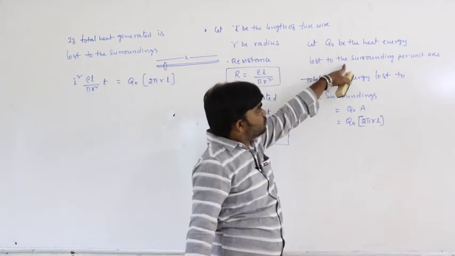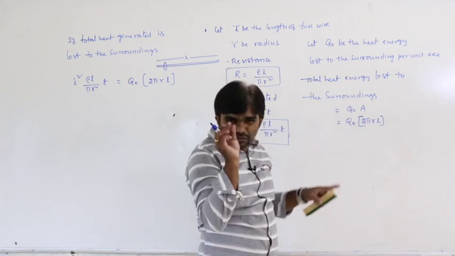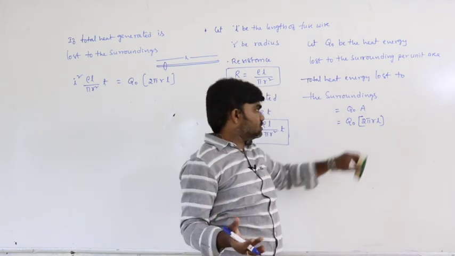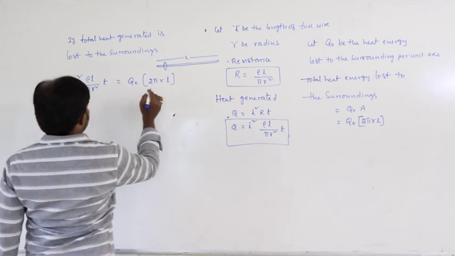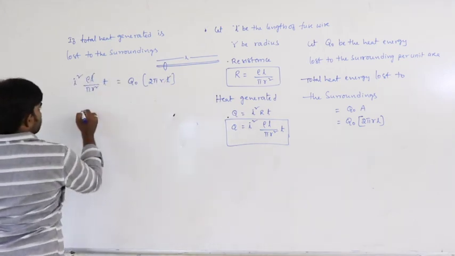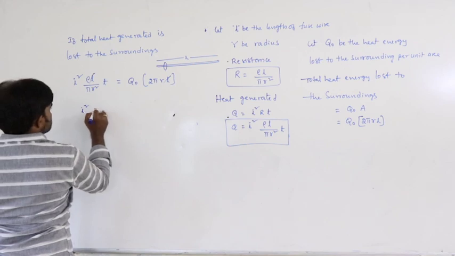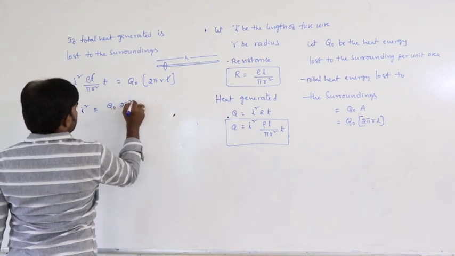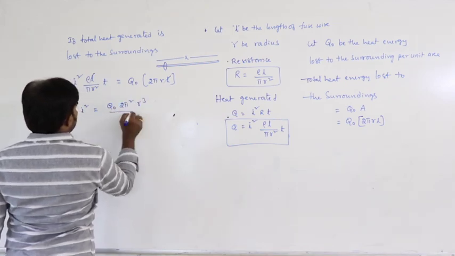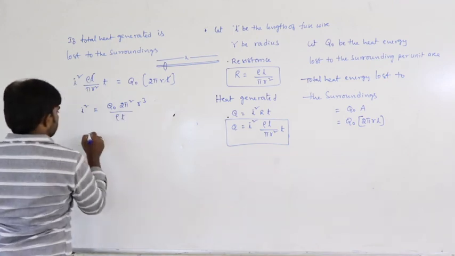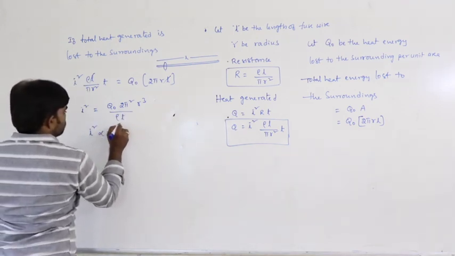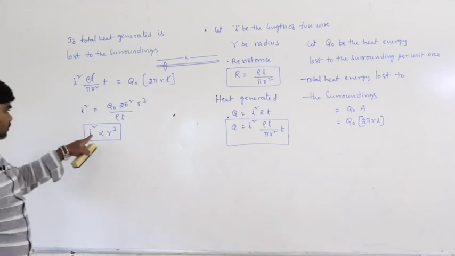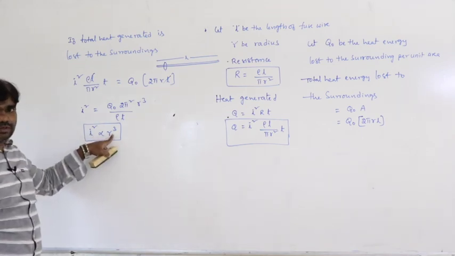Let Q naught be the heat energy lost to the surroundings per unit area. For a small area, this is the heat energy lost. For the total wire, what is the heat energy lost? From this we can write, L gets cancelled. That means I square is equal to Q naught into 2 pi square r cube by rho T. So I square is proportional to r cube. The amount of current passed is directly proportional to the cube of the radius.